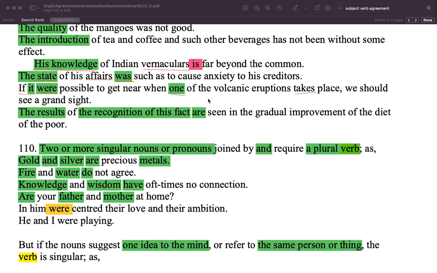So many volcanic eruptions take place. Out of that, one takes place severely, right? So this is called a proper subject, and this is also a proper subject. Now look at the next one: "The results of the recognition of this fact." Fact is singular, but "are" is given. Why? Because the results are seen in the gradual improvement of the diet of the poor.